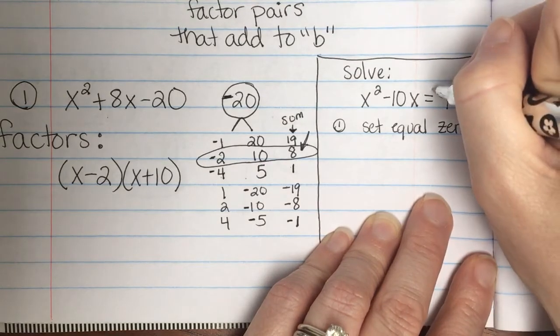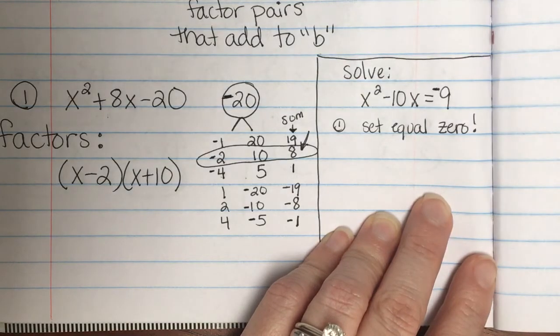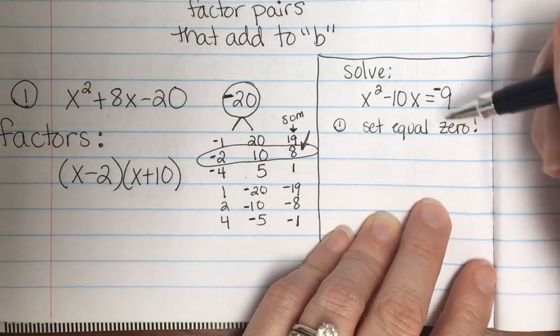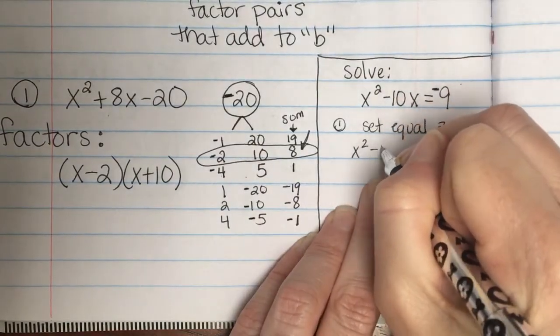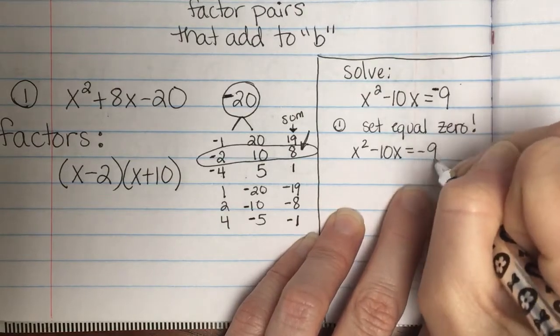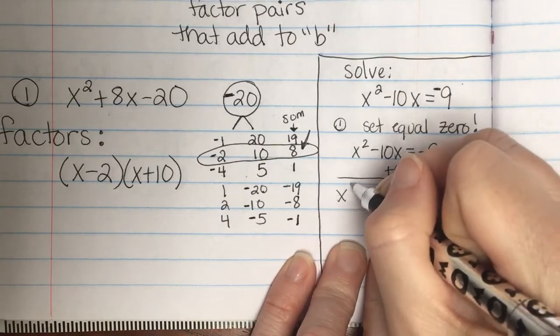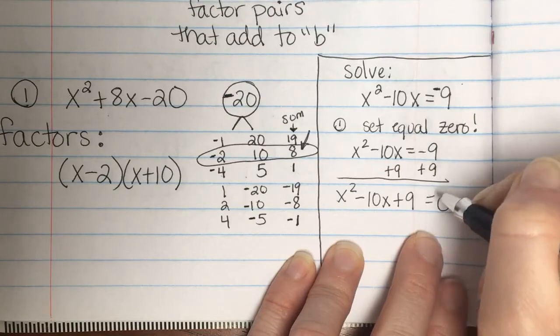Actually, I want this to be a negative 9. Sorry, that was the original equation. X squared minus 10x equals negative 9. So the first step is set equal to 0. So in this equation, I am going to add 9 to both sides. So I get x squared minus 10x plus 9 equals 0.